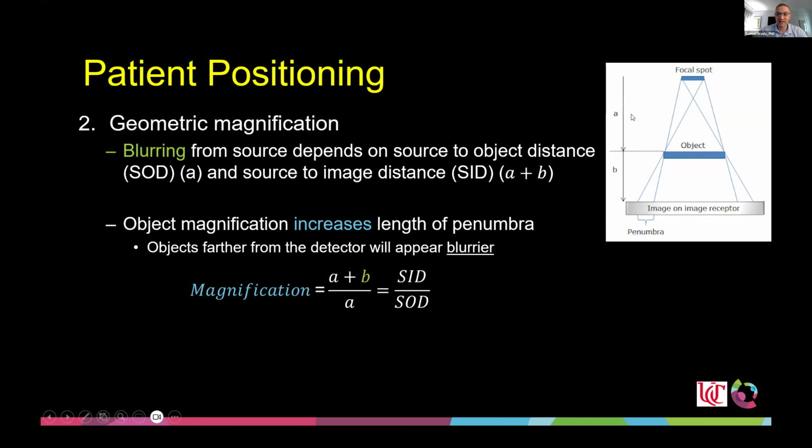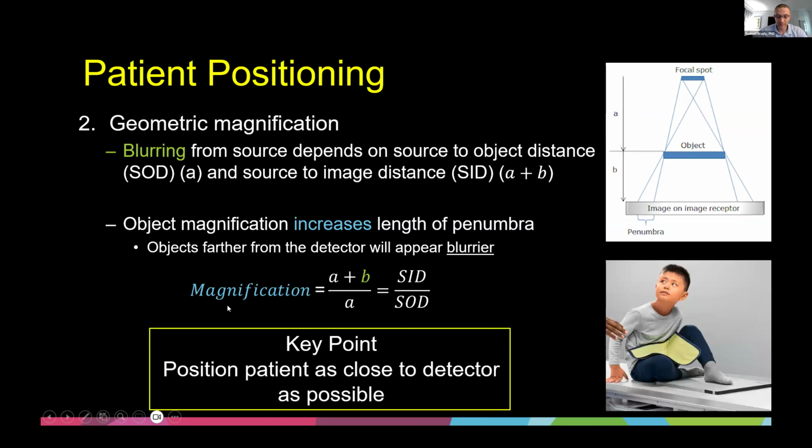Magnification looks at the distance from the focal spot to the detector, the source to image distance, in this example, A plus B, and the distance from the object to the detector, which is usually the thickness of the patient. And that is B. I'm sorry, I misspoke. The source to image distance divided by the source to object distance, which is simply A. My apologies. So source to image distance, SID, over the source to object distance, SOD. And that is how we calculate magnification.